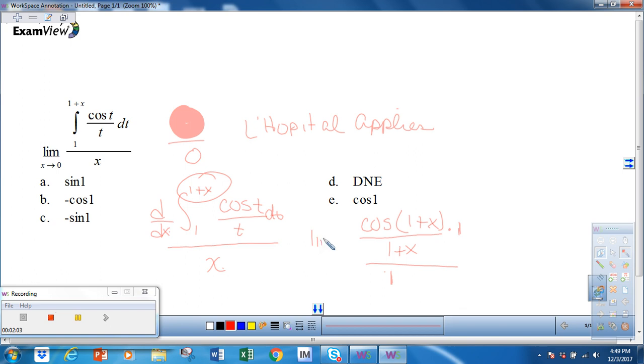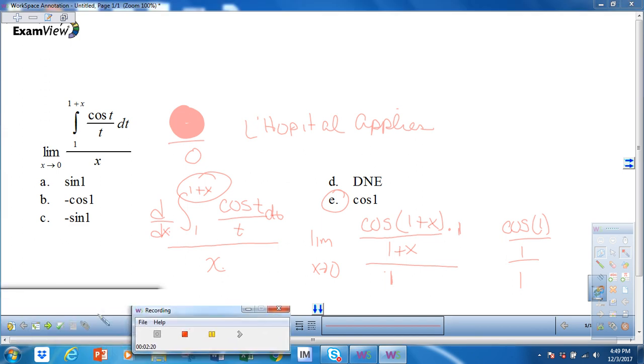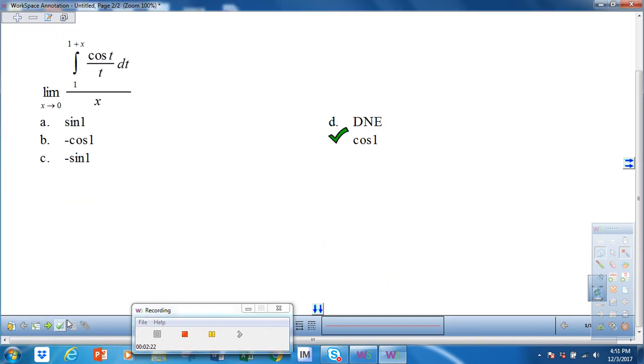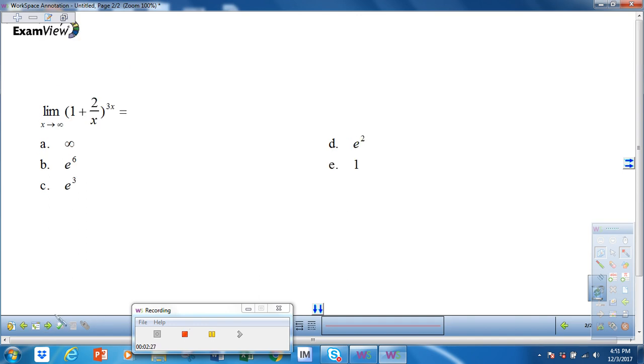So now we're looking at the limit as x approaches 0. And if we do a direct substitution, we get cosine of 1 over 1 over 1. And cosine of 1 is simply cosine of 1. So the answer was E. I'm pretty sure. Yep, that is the correct answer. All right, so let's do the next one.